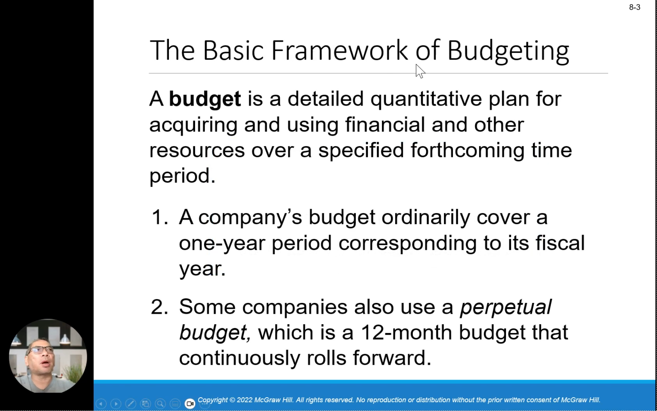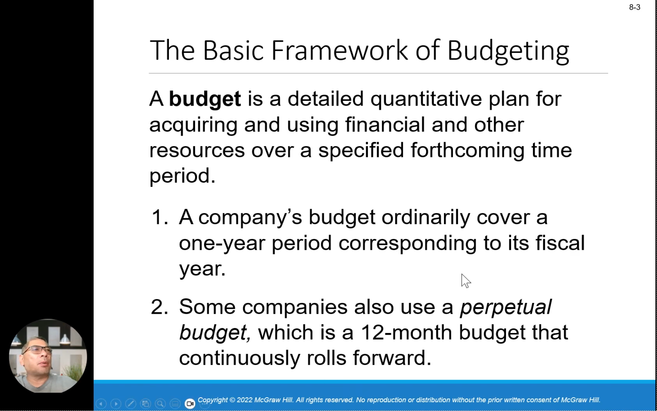The framework of budgeting is a detailed quantitative plan for acquiring and using financial and other resources for a specific forthcoming time period. Okay, this is a very important part. I remember when I was doing an IPO project with Nomura Securities, there was about a 5-year financial budget forecast that had been given to me, and we had to analyze it. Same thing when I was with RSA, Royal Alliance, we did a lot of financial budgeting every year, and we submitted it to the executive group.